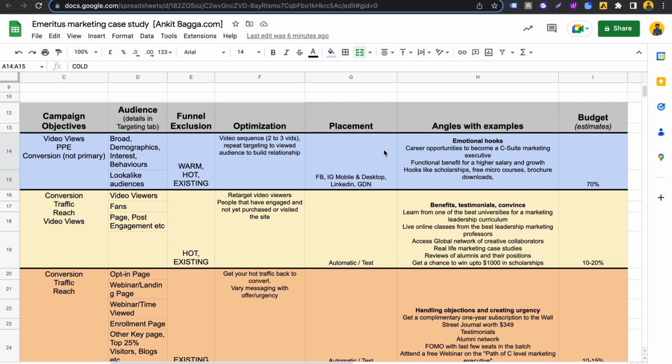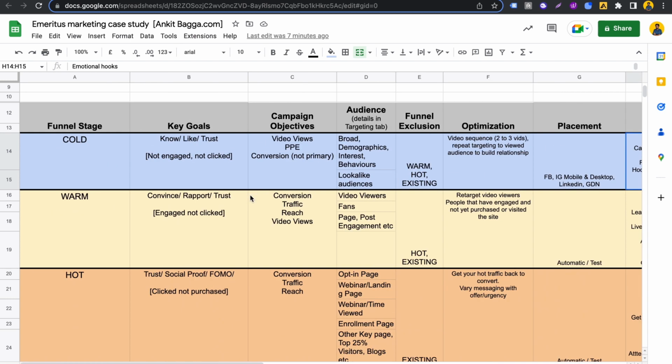I've also highlighted some angles that you could use for this. For the emotional hooks, you could talk about the career opportunities a person will get after doing the course, to become a C-level executive in marketing. There are functional benefits of higher salary and growth. These hooks are for people who are not interested in buying the program at this point in time, but can opt in for things like scholarships, free micro courses that we can give, and the brochure download that we already see on the landing page. We will be dedicating almost 70% of the budget here because this is the top of the funnel. We need as much audience here as possible.